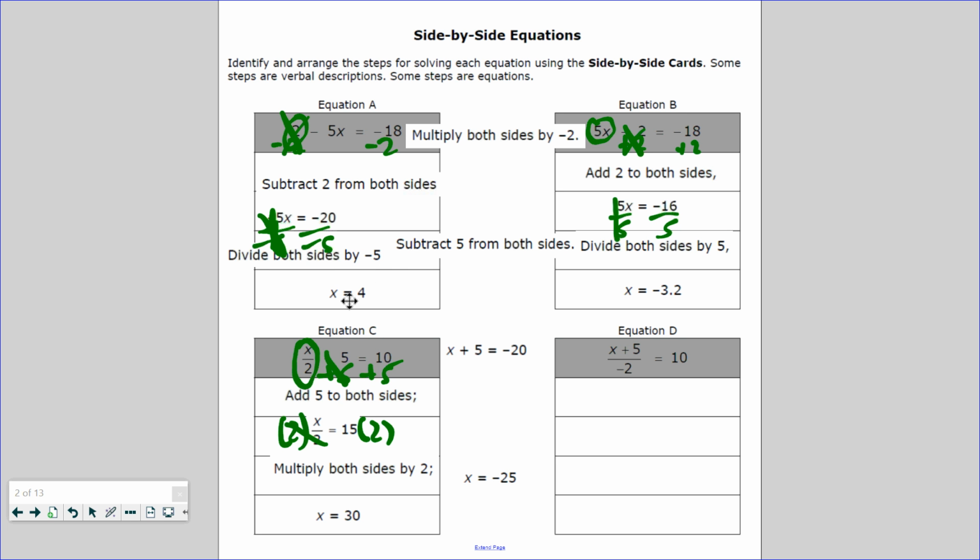And we are only left with these pieces. So I need to isolate x. But how can I get rid of this negative 2? Divide by negative 2.